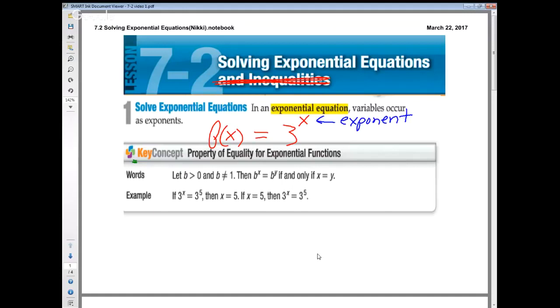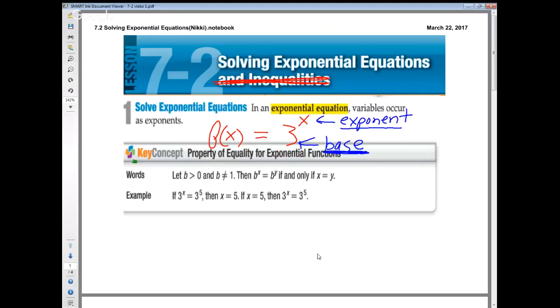And also, while we're on the topic of definitions, since in this case our variable x is the exponent, our number here that's below the x, that is what is called our base. And the base is actually going to play a very crucial part in this lesson of solving exponential equations.